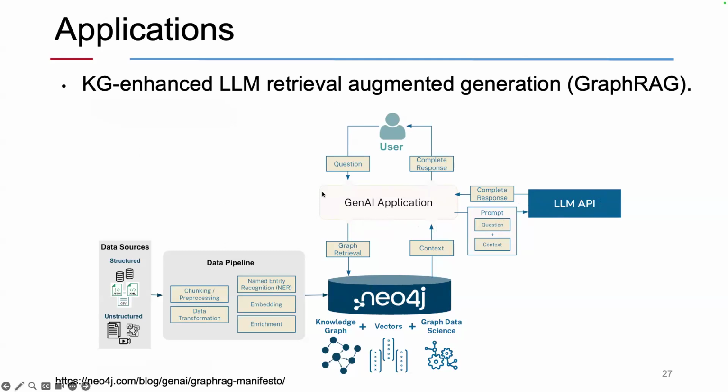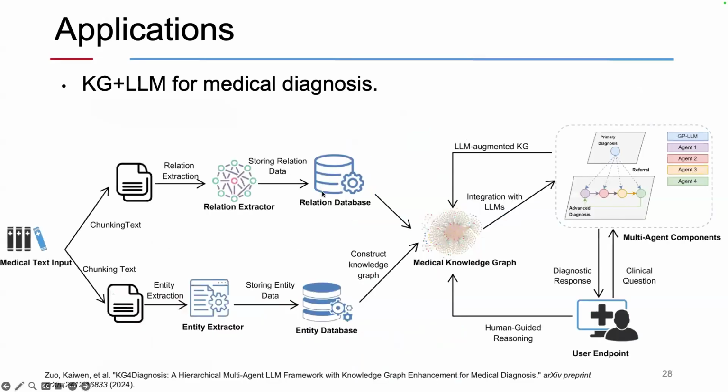KGs and LLMs together. And also, for instance, KGs and LLMs can be used in medical diagnosis. Again, we may have some medical text, for instance, some medical reports, and of course at the very beginning we may need to store this kind of medical concept into a database. And here we do the chunking, and then we do the entity extraction and relation extraction, and then we have a relation database and an entity database. Eventually, we would like to construct a knowledge graph.